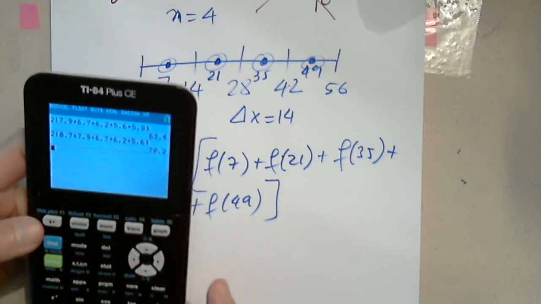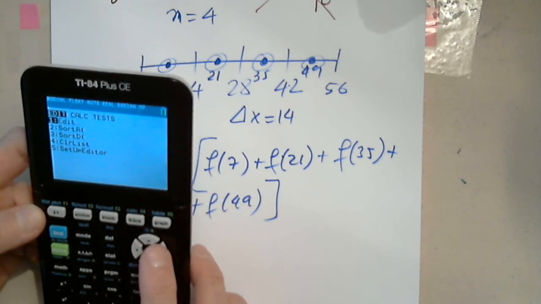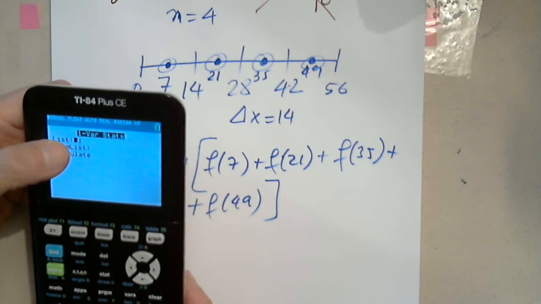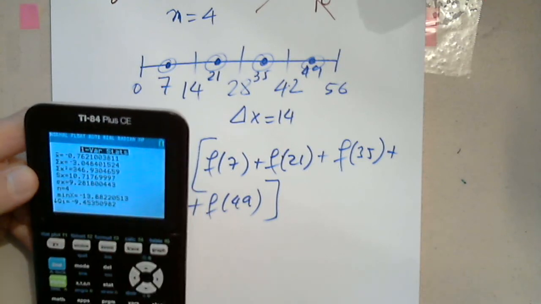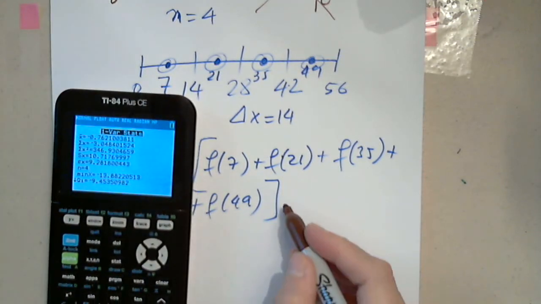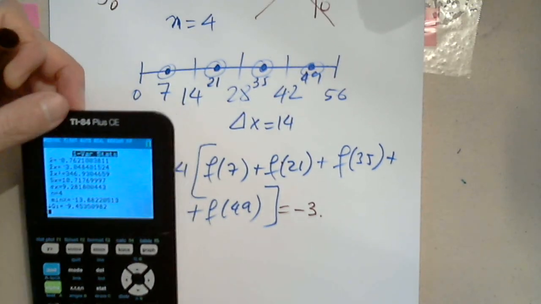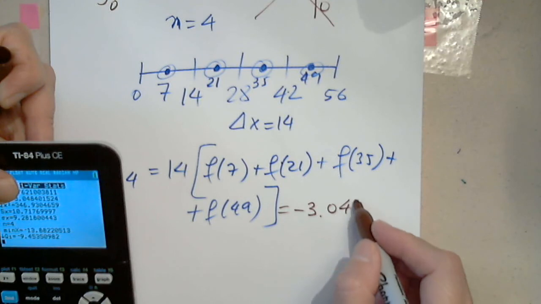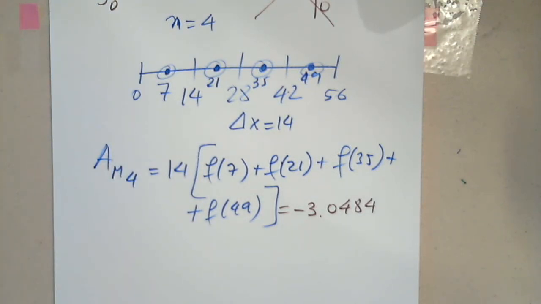And then I go back to what I just did. Oops, not that. This. One variable stats for list L2 and calculate, and it gives us the sum. And the sum happens to be negative 3.0484, with 4 decimal places.